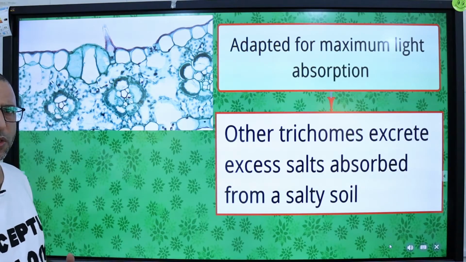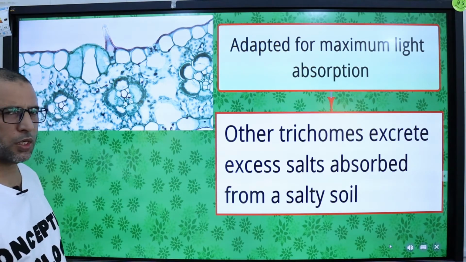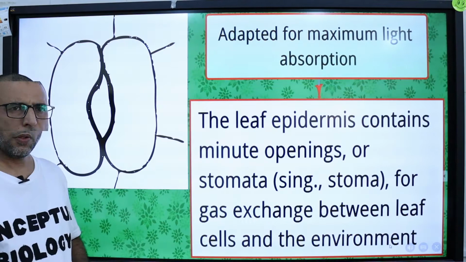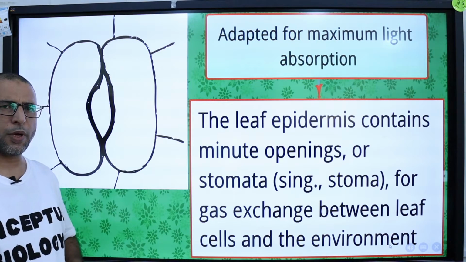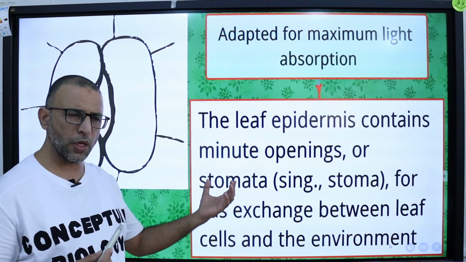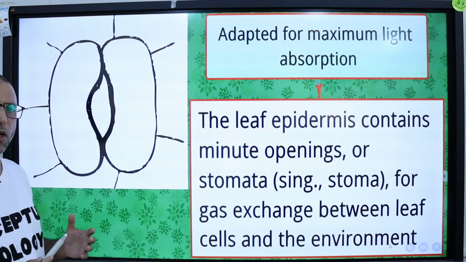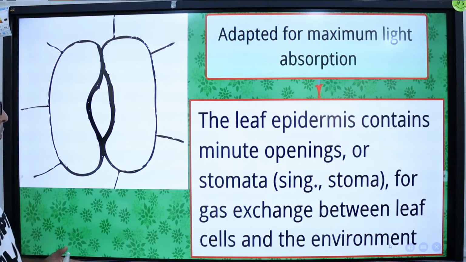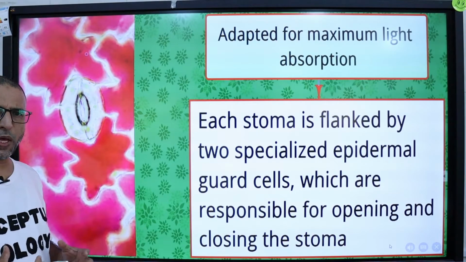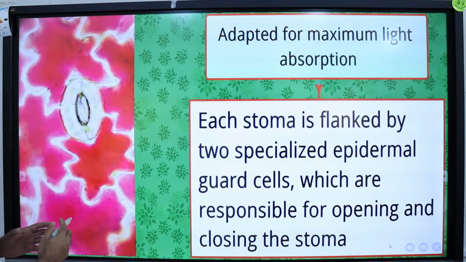Other trichomes excrete excess salts absorbed from salty soil. The leaf epidermis contains minute openings, and these openings are called stomata. Plural is stomata, singular is stoma, for gas exchange between the leaf cells and the environment. Each stoma is flanked, or surrounded, by two specialized epidermal kidney-shaped guard cells.